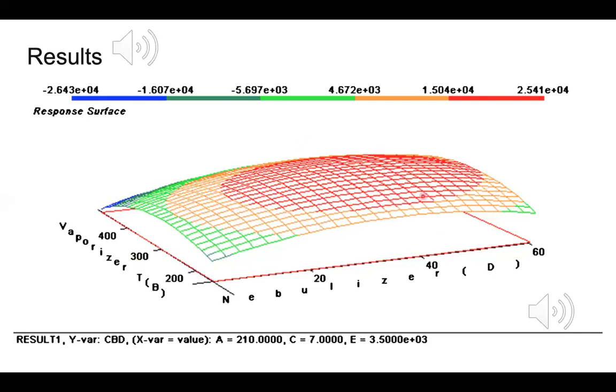So this particular surface is actually for CBD in particular, but they found the same exact pattern for all the other analytes, with a similar shape of the surface and maximum.